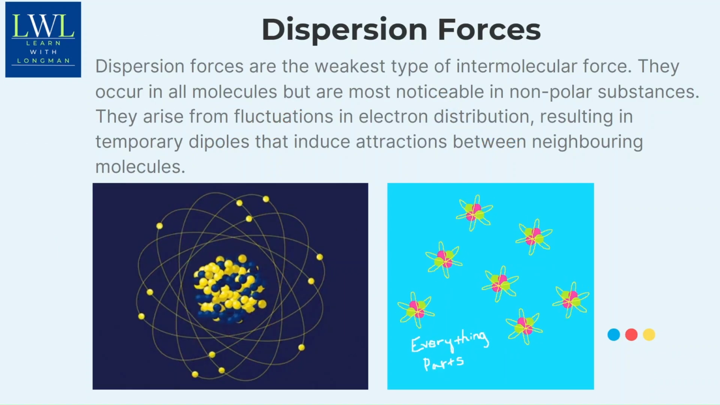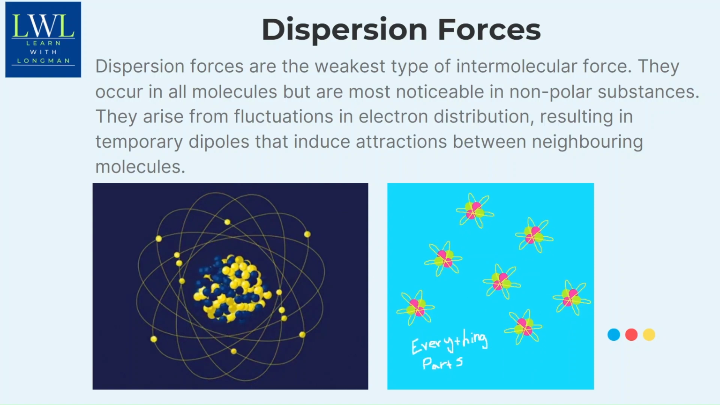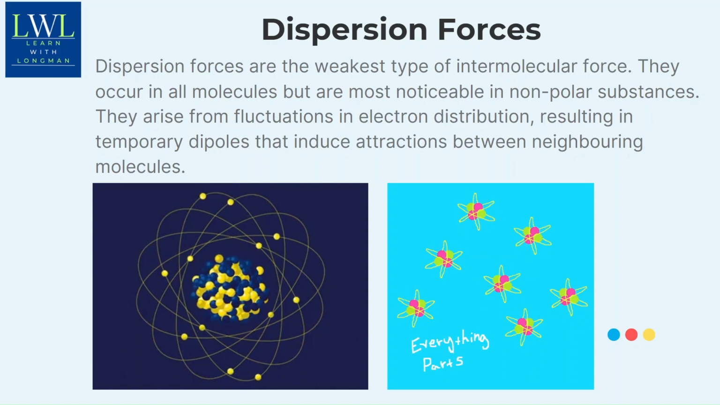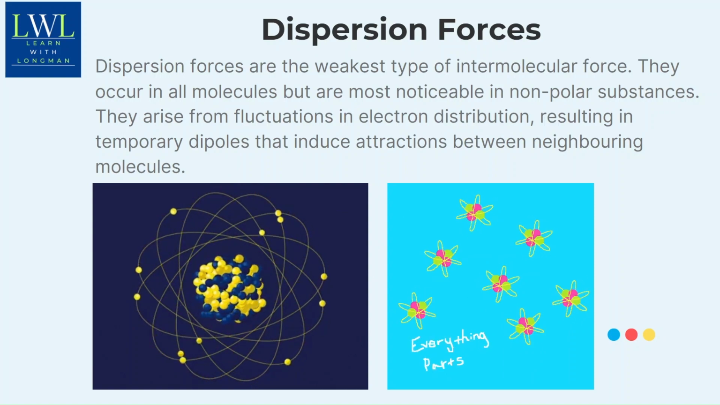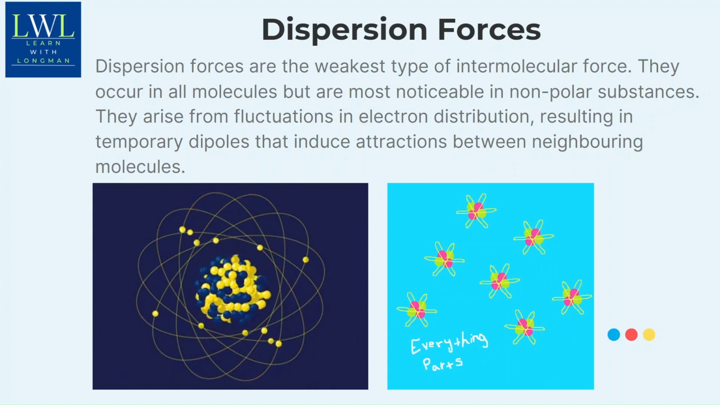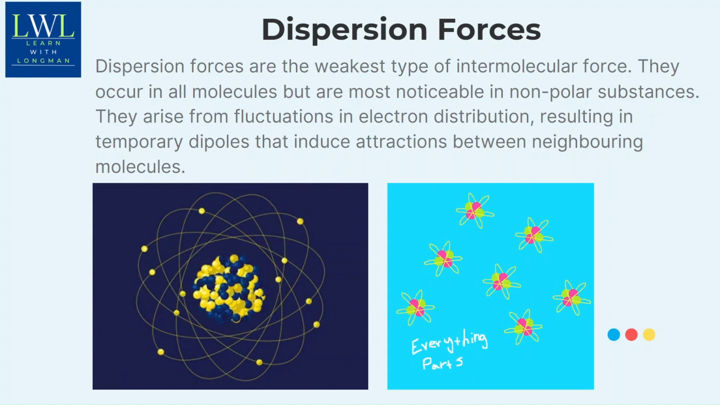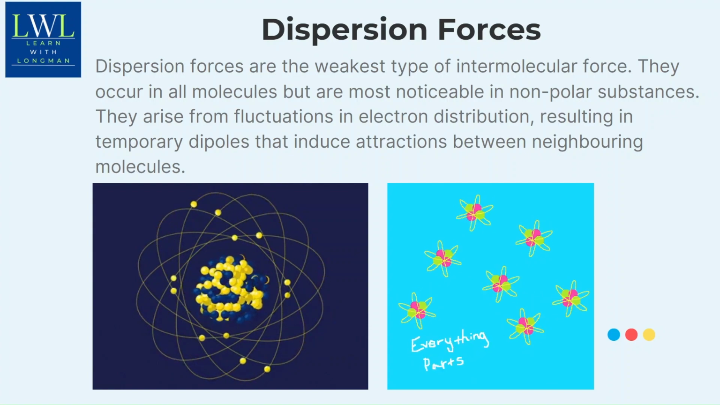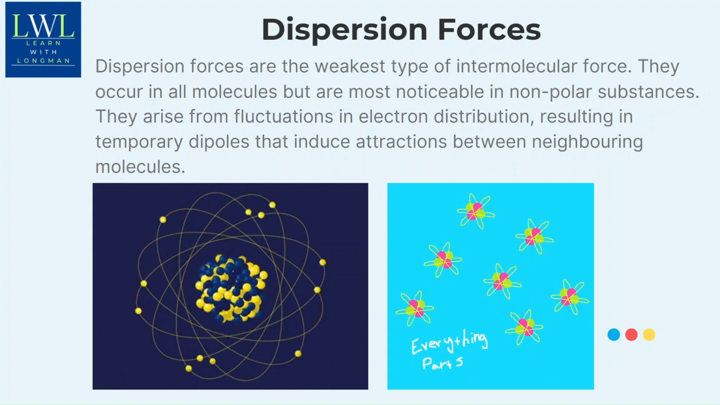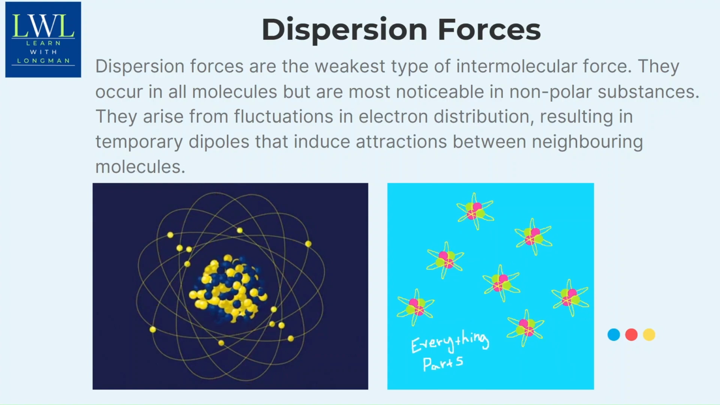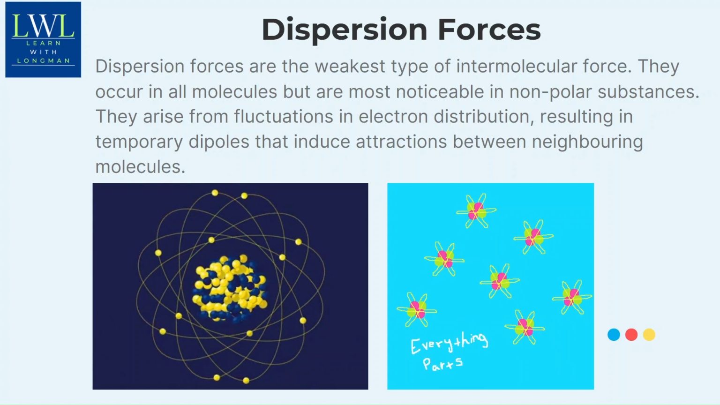Dispersion forces, also known as London forces, are the weakest type of intermolecular force. They occur in all molecules, but are most often noticeable in non-polar substances. They arise from the temporary fluctuations in electron distribution, resulting in temporary dipoles that induce attractions between neighbouring molecules.